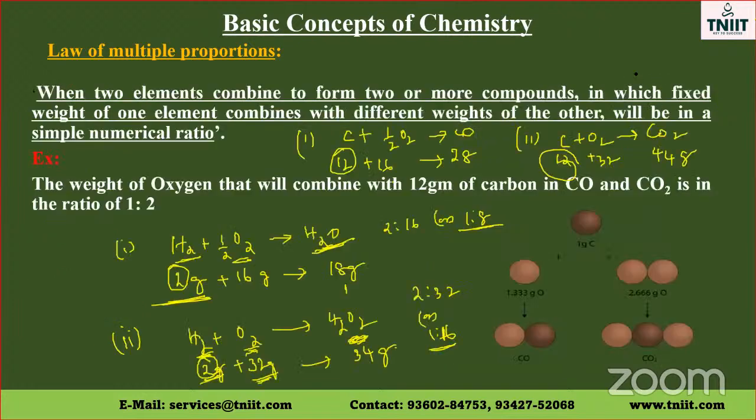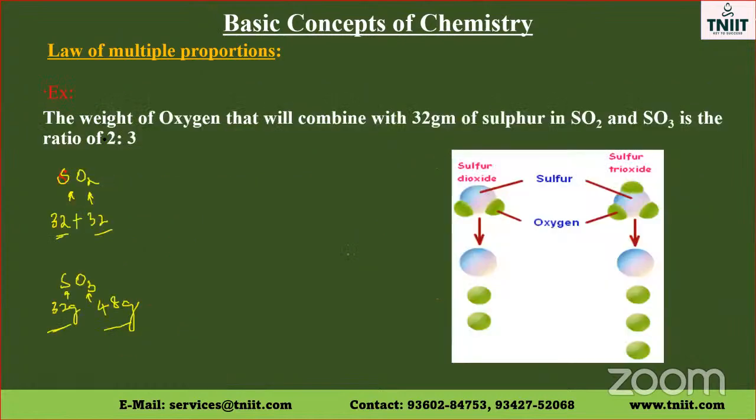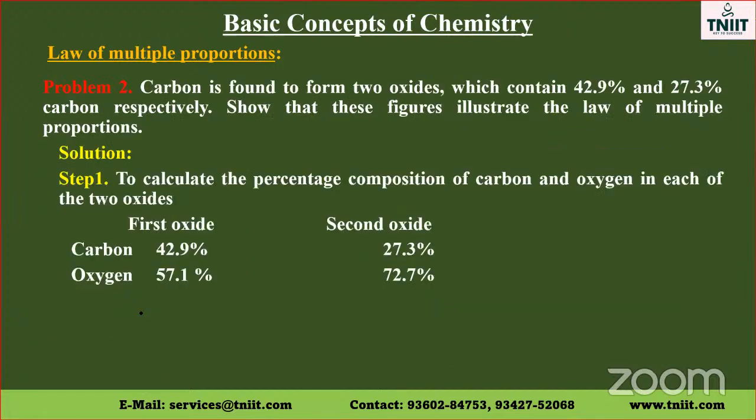When two elements combine to form two or more compounds, a fixed weight of one element combines with different weights of the other element in a simple ratio. So the ratio of oxygen here is 32:32 which is 1:1, and here the ratio is 2:3. From that, we worked a few problems. We'll work the second problem here.